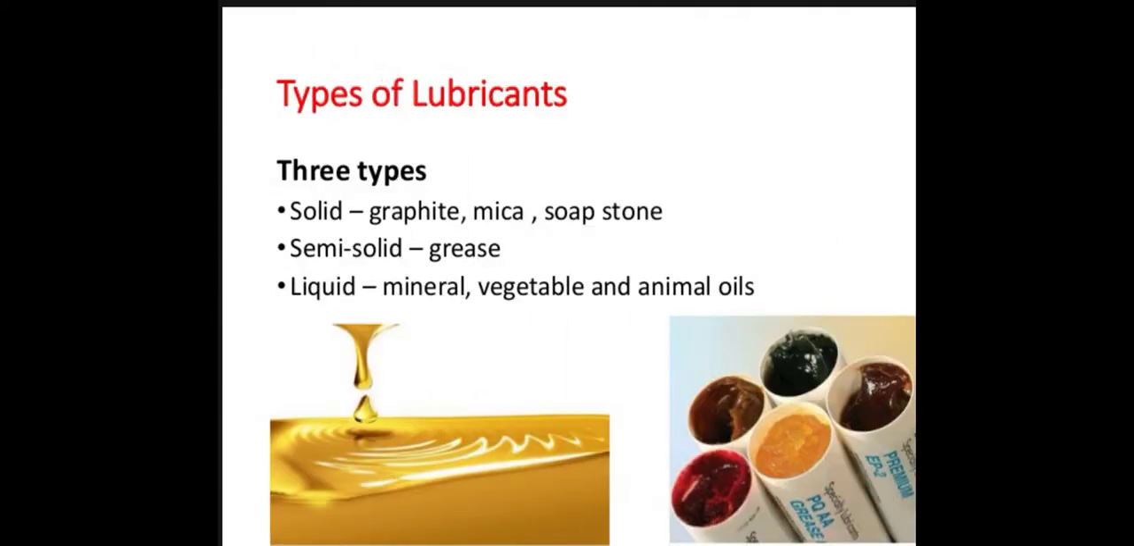Types of lubricants. There are three types. First, solid, that is graphite, mica, and soapstone. Second, semi-solid, that is grease. And third, liquid: mineral, vegetable, and animal oils.